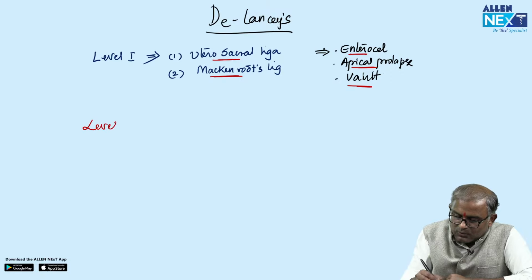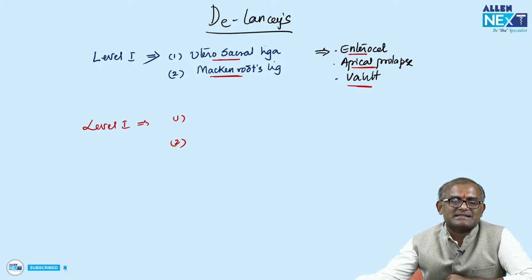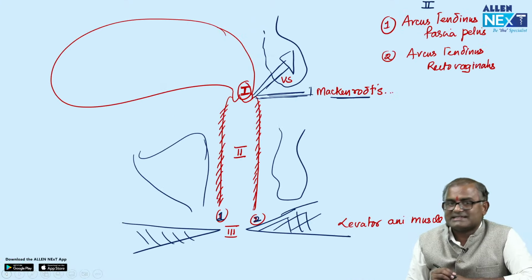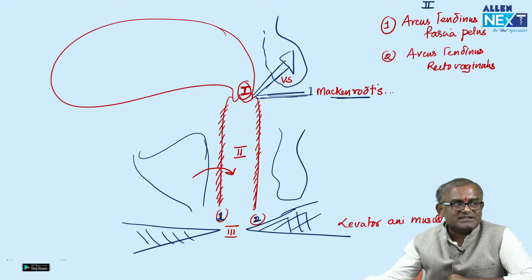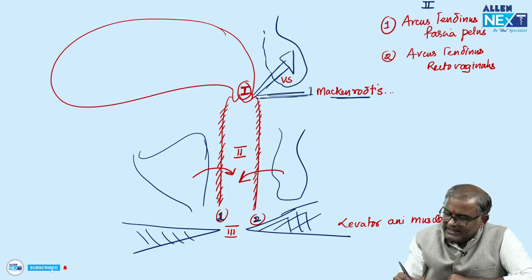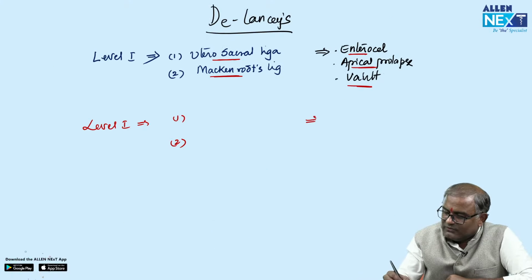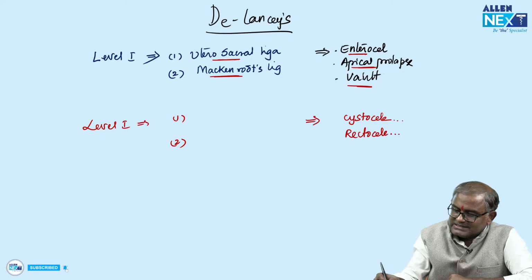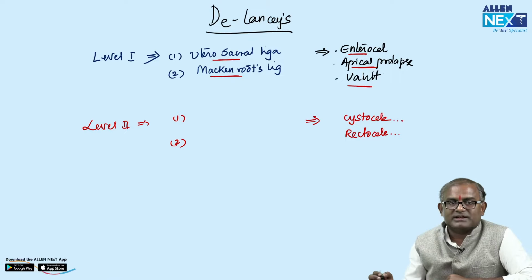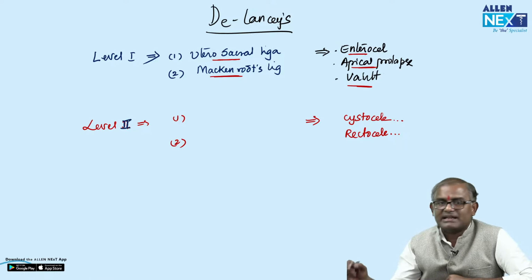Then level 2. Level 2, I told you, 2 fascias: arcus tendineus fascia pelvis and arcus tendineus rectovaginalis. Now tell me, if there is an arcus tendineus fascia pelvis defect, definitely there is cystocele. If there is an arcus tendineus rectovaginalis defect, there is what, doctor? Rectocele. So the defects lead to cystocele and rectocele. This is level 2 defects.